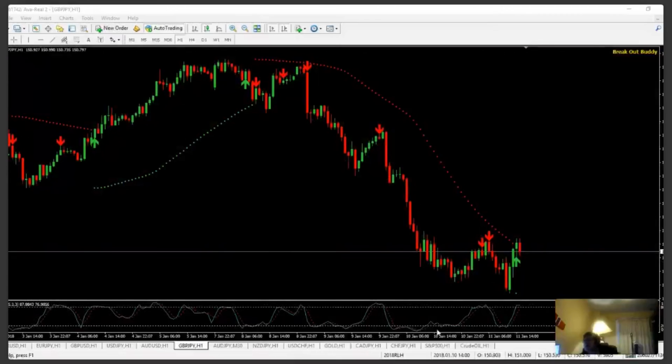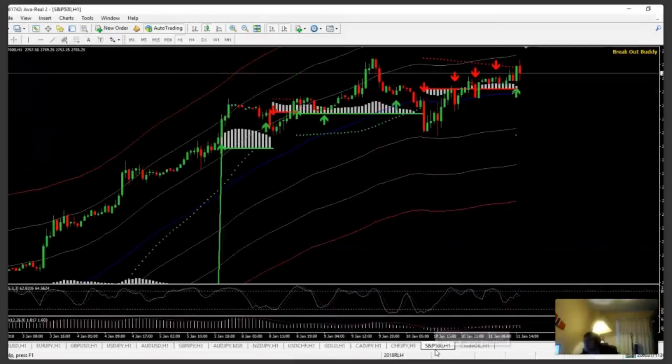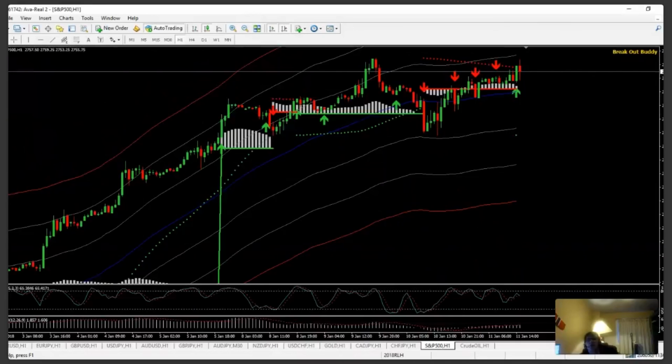Let's look at some more exotic stuff here. S&P 500, chopping around a little bit. Had a strong uptrend here. Went down, now coming back up or setting up a trading range. Most likely move is down. Not a good trade at this point.